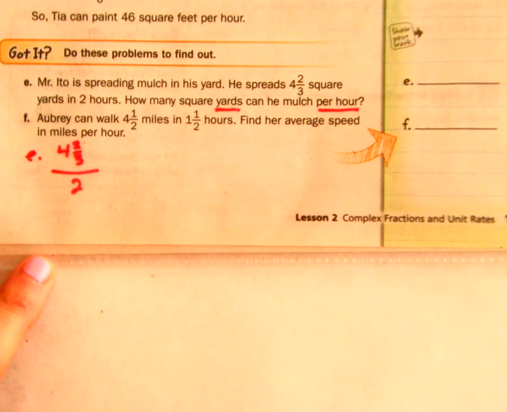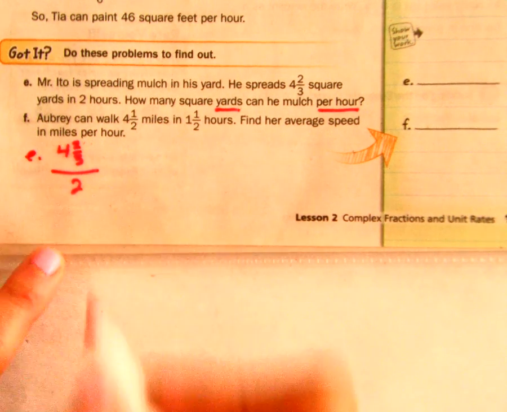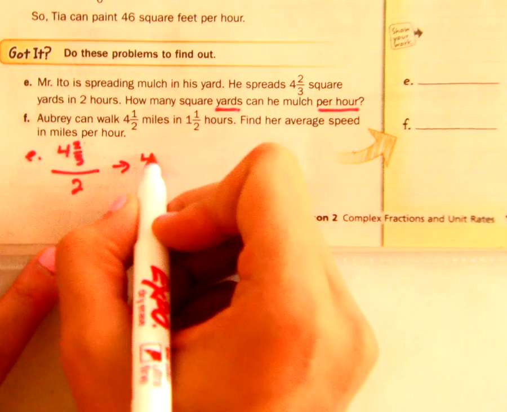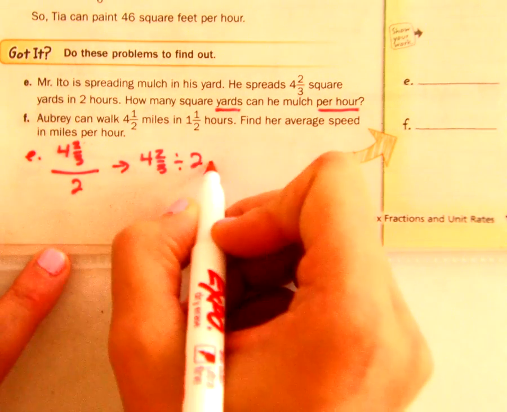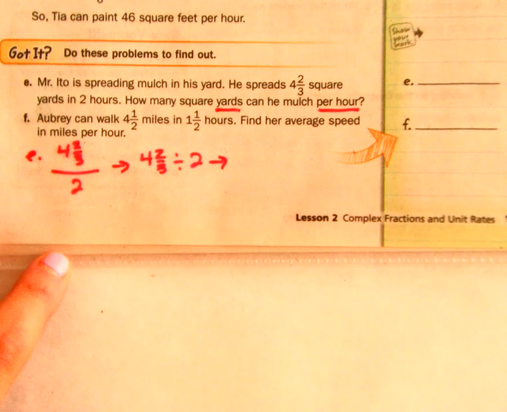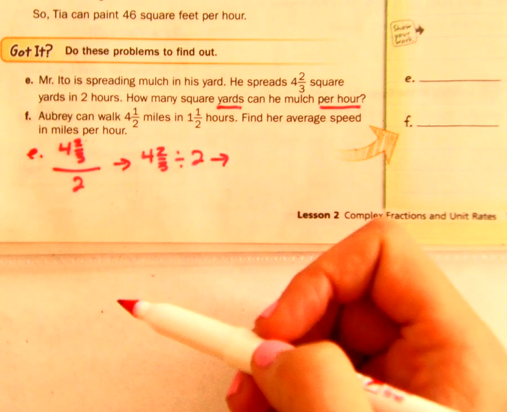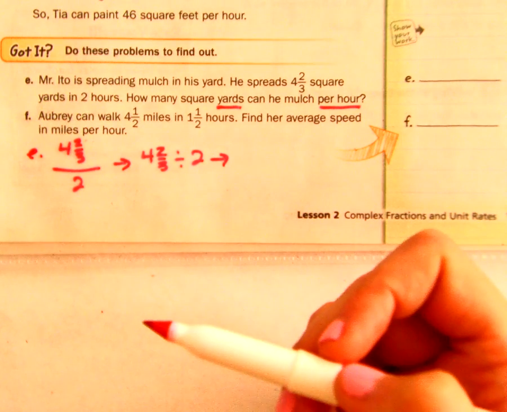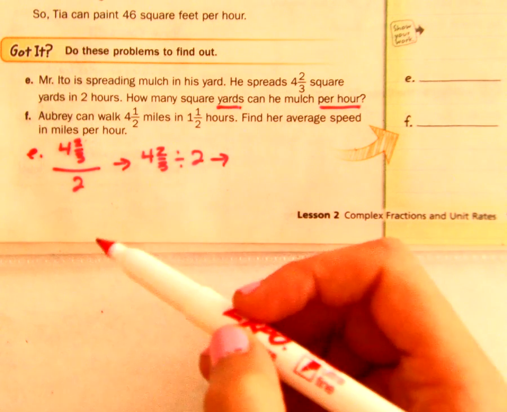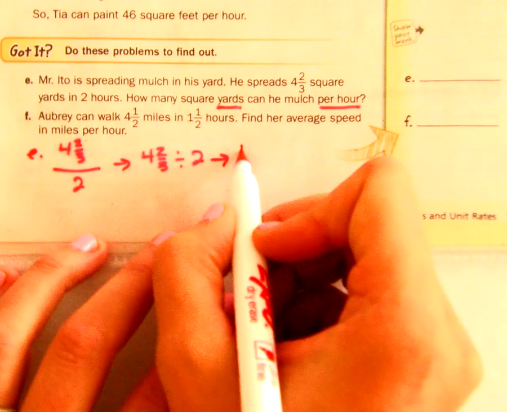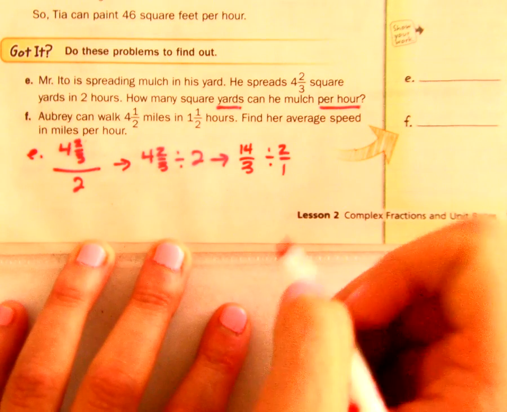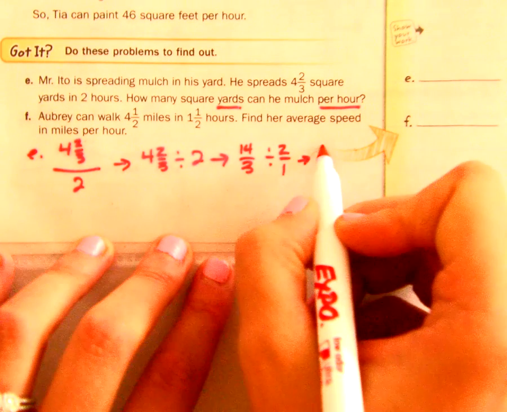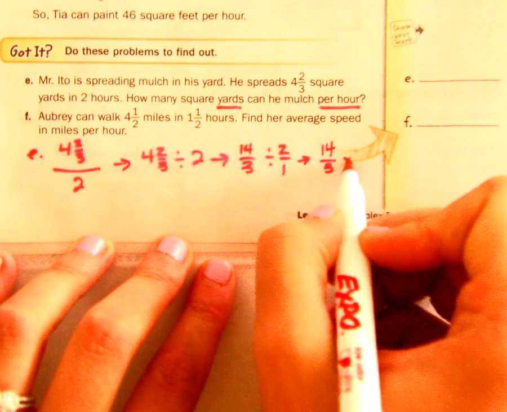Okay, so again, when I have my complex fraction, to simplify any fraction, we take numerator divided by denominator. So we have 4 2/3 divided by 2. I have to have improper fractions and fractions. So I need to make 4 2/3 an improper fraction. So we take 4 times 3, which is 12, add 2, which is 14/3, divided by 2 over 1. When I divide fractions, I multiply by the reciprocal. So 14 over 3 times 1/2.